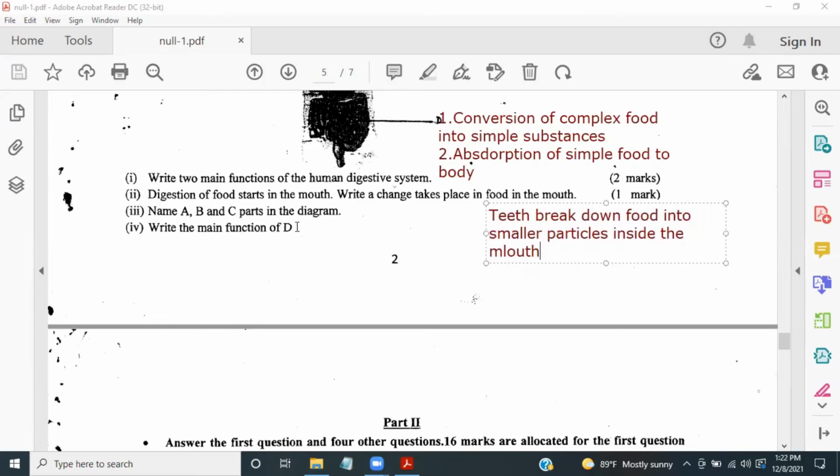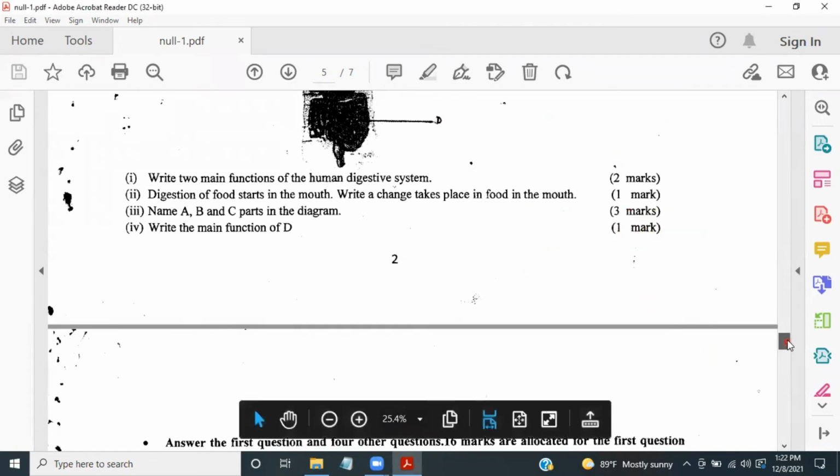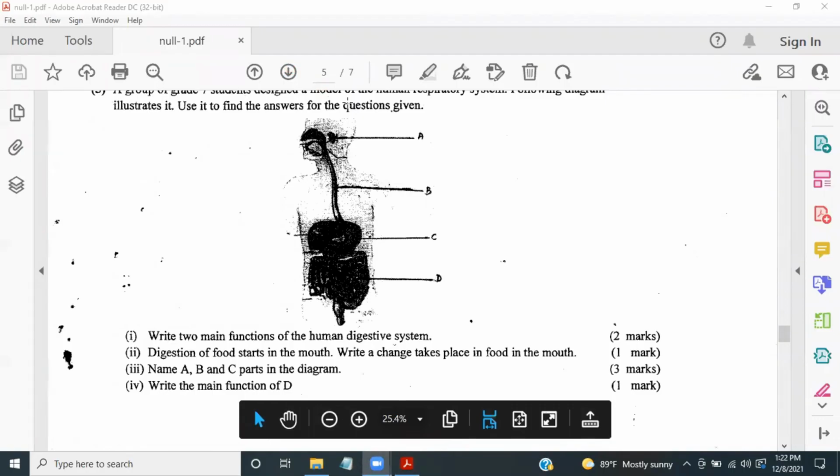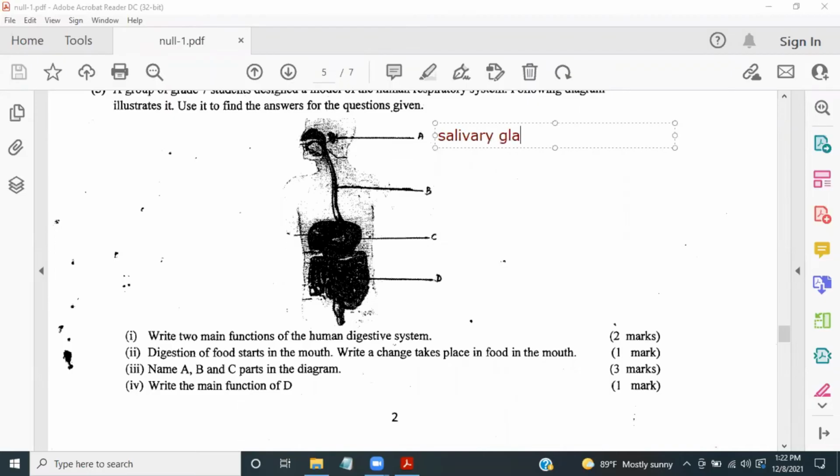Name the A, B, C parts in the diagram. I'll name the parts in the diagram like this. A is the salivary glands. B, esophagus. C, stomach. We will name the D also: small intestine.